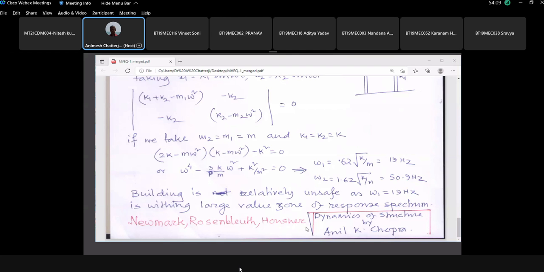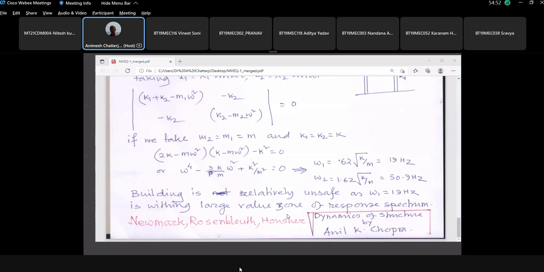Those students who want to learn this subject, there is a best textbook written by Anil K. Chopra. Anil K. Chopra did his engineering from Delhi IIT during the 1960s, and then he went to California. Even today, he is a professor in California, I think at the Berkeley campus of the University of California, maybe not the Davis campus. He is supposed to be the best engineer in the area of earthquake.